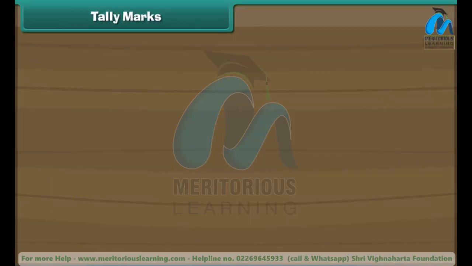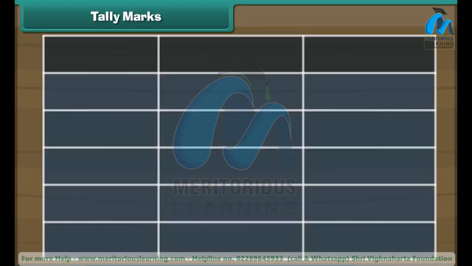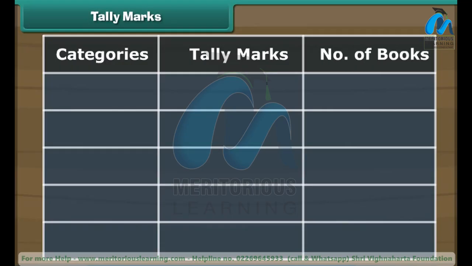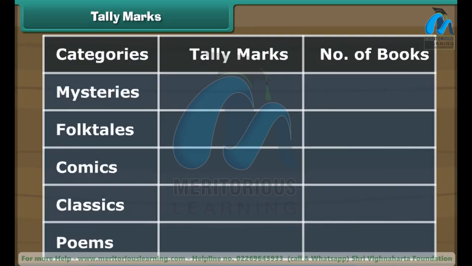Tally marks. Now let us organize Ravi's data with the help of tally marks. Make 3 columns: categories, tally marks and number of books. Write down the 5 different categories under categories column. Draw a vertical line against the mysteries category under the tally marks column for the first book in the category. Draw a horizontal line for the next book in the same category.